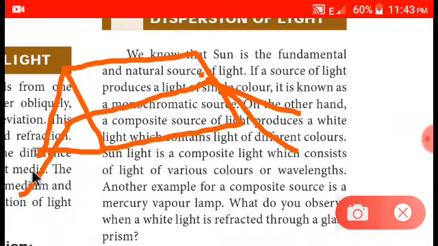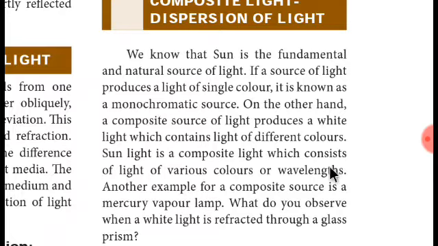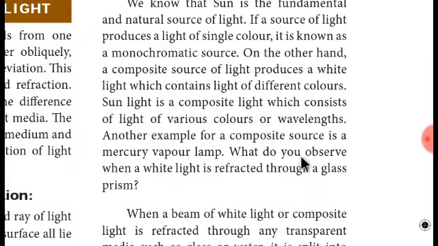If you hit a white light in this direction, all the 7 colors, from violet to red, are going to come out on the other side. This happens due to refraction or dispersion of light, as we say in common. That's what they are asking: what do you observe when a white light is refracted through a glass prism? You will see all the 7 colors.